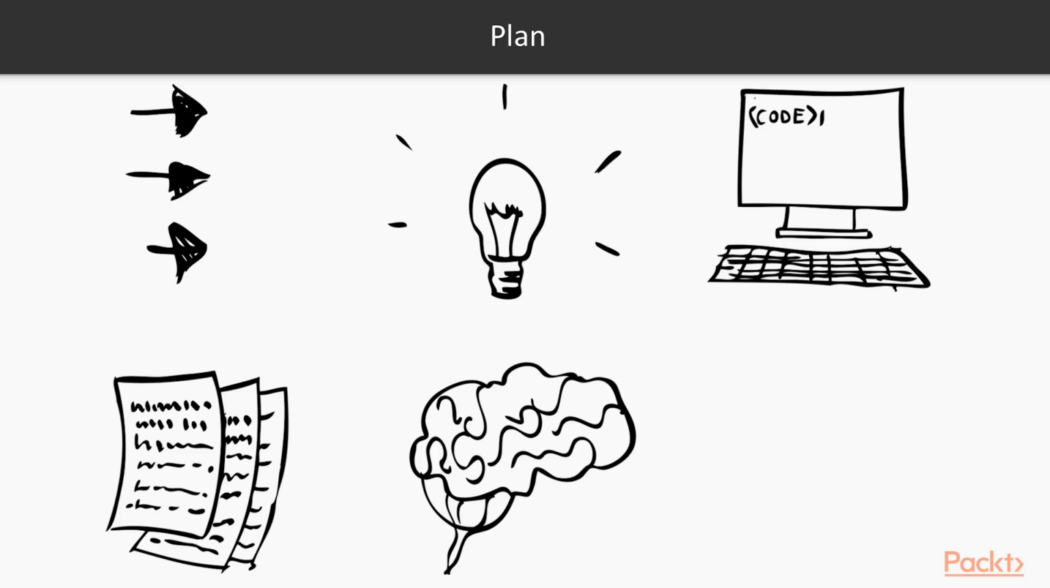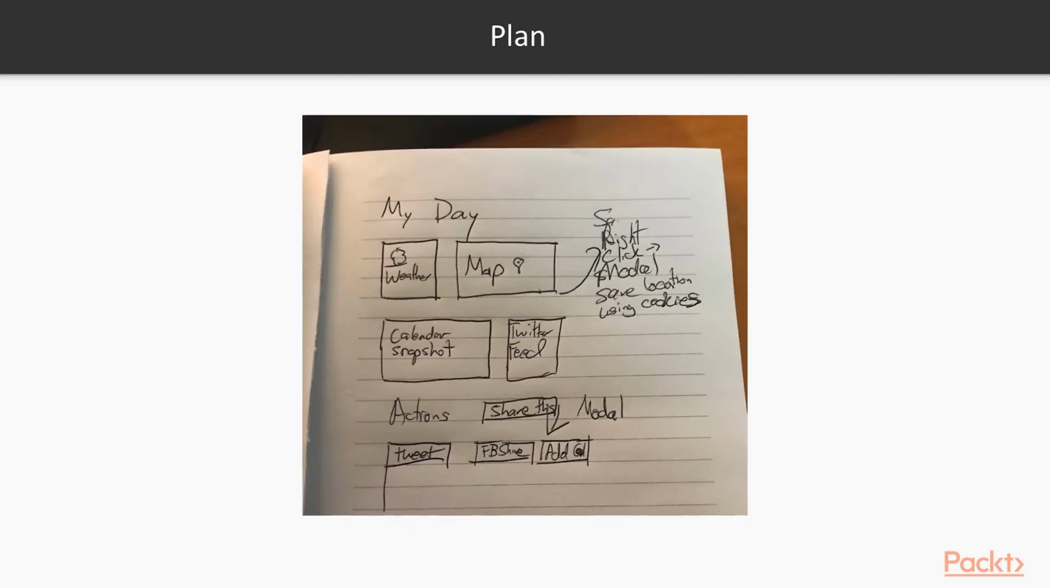In fact, I even made a doodle for this. This is what I made. This is what I wanted it to look like. Over here, I have my weather panel. I had a map panel. I wrote a note: okay, right click, and then you have a modal.